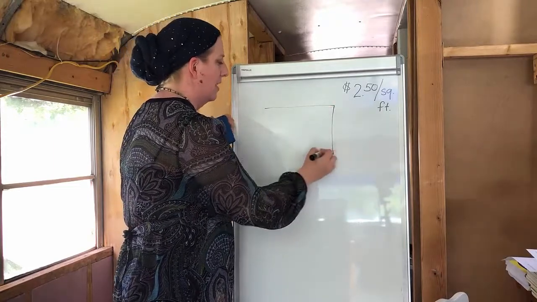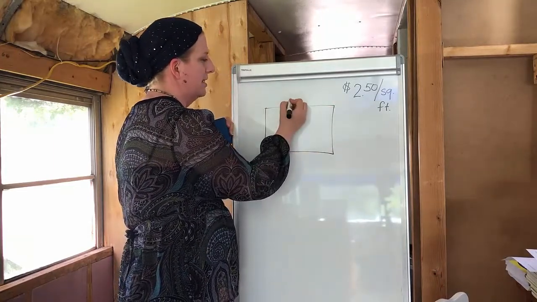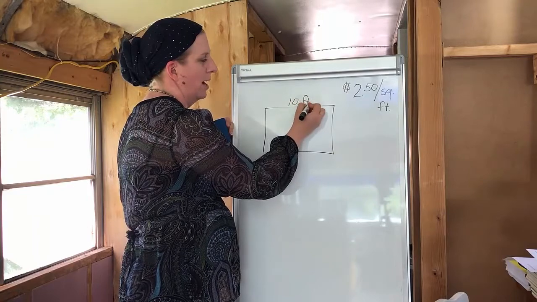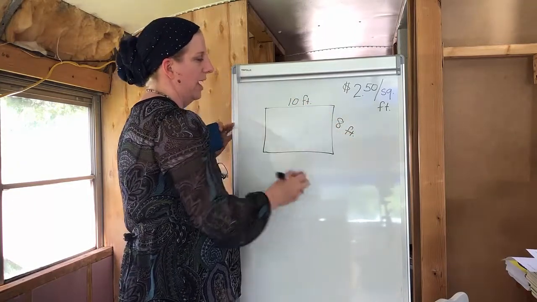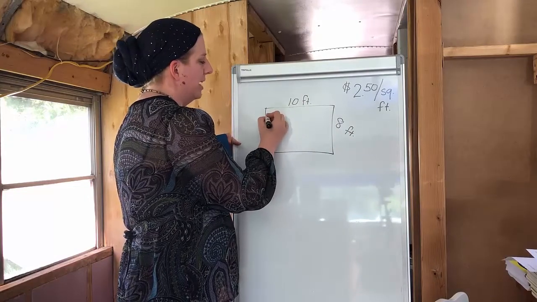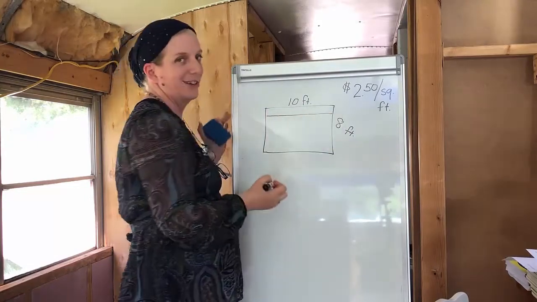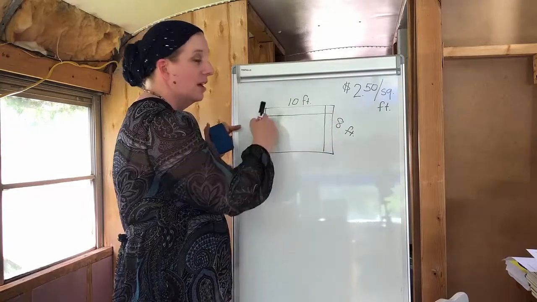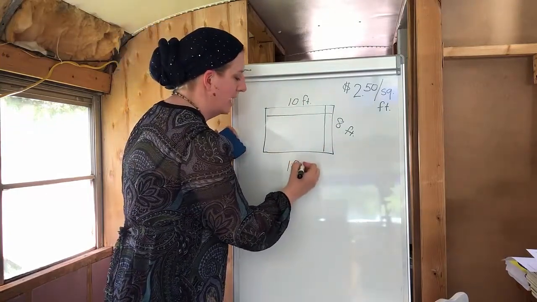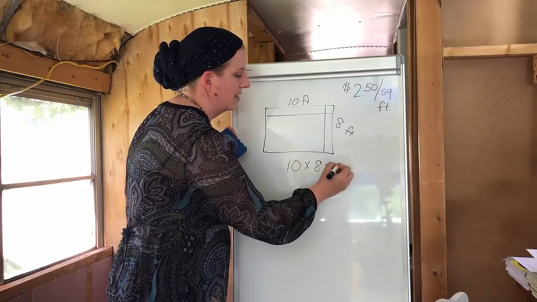Let's say that this room is 10 feet wide and 8 feet this direction. So that means you would have 10 squares across, I'm not going to draw it, and 8 squares this way. And you could figure out that there would be, what's 10 times 8? 10 times 8 is 80.